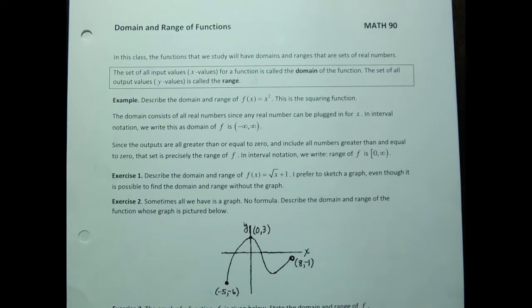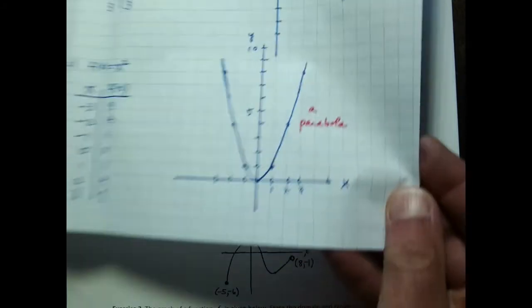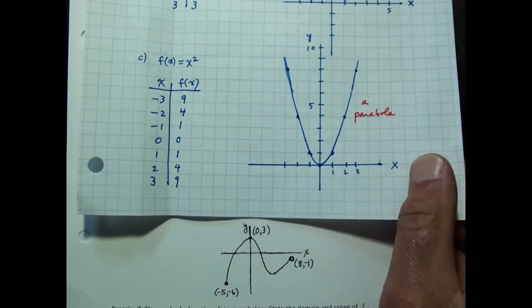So in the box it says the set of all input or x values for a function is called the domain of the function. The set of all the output values or y values is called the range. So example, describe the domain or range of f of x equals x squared. This is the squaring function, an example that we've talked about quite a bit, and it's one of our toolkit functions, so we just graphed it a little while ago, right?